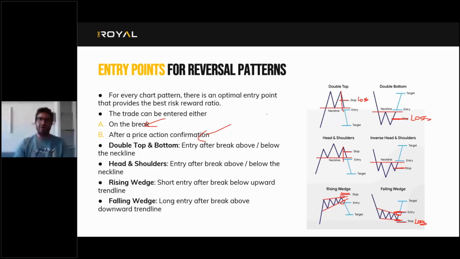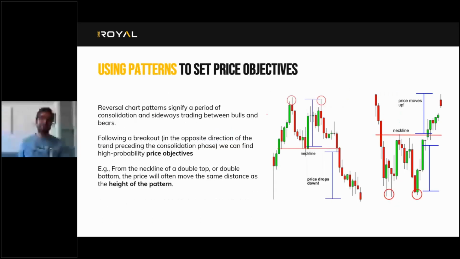Now we will talk about how to set price objectives, or how to put your price targets using these patterns. We have seen stop loss and entry price. It's time to know where you should put your target profits. For double tops and double bottoms, there is an easy way to know where to put your target profit. Let's say here is your entry, with stop loss around here. You should now know where to get out.